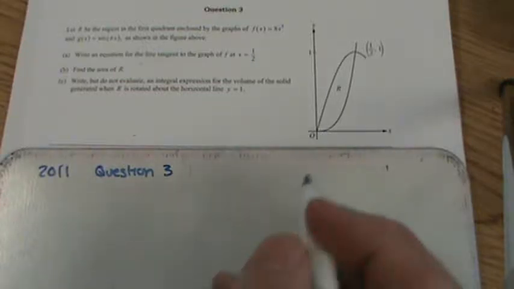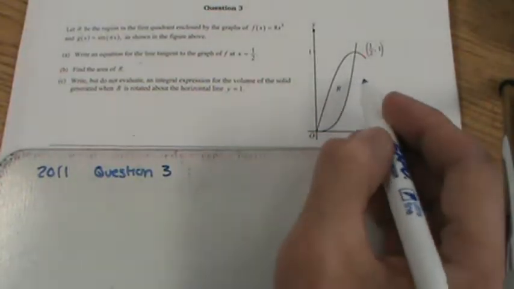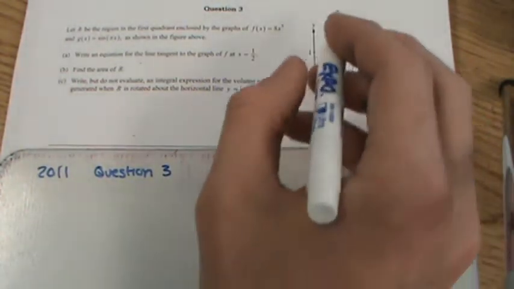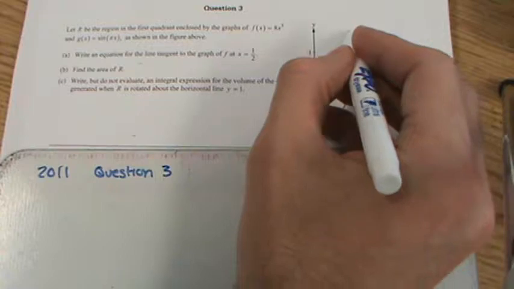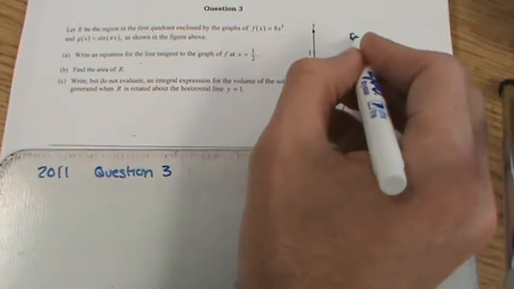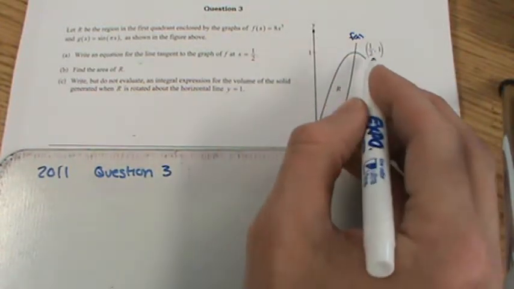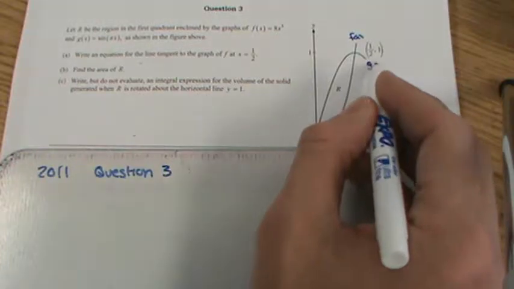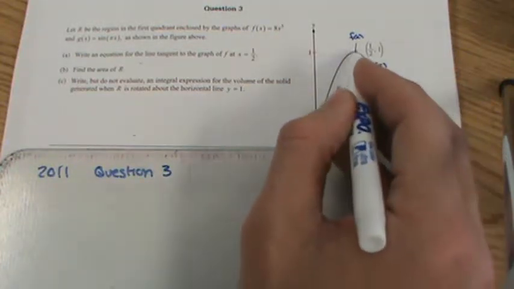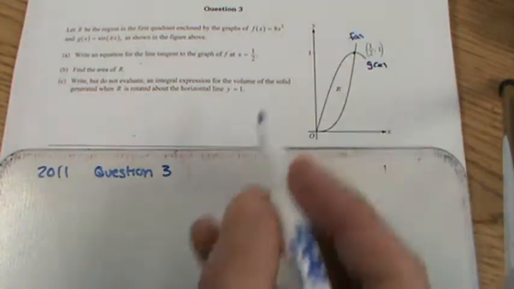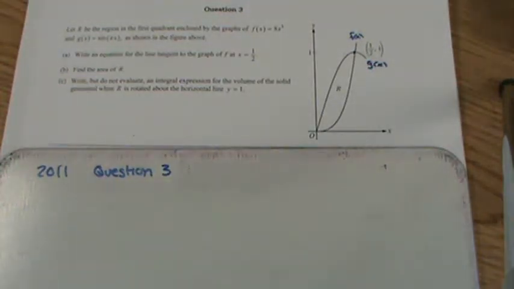Now before we get started, one thing I like to do is make sure you identify which graph is which. Our x cubed graph is going to be this one. This is going to be f of x here. And our g of x is going to be the one coming down. And they were kind enough to give us the point of intersection, 1/2, comma 1. Okay, so now we know which graph is which. Let's start off with A.